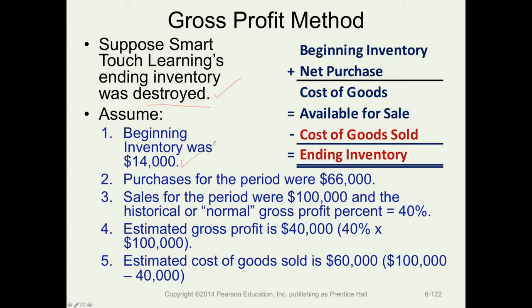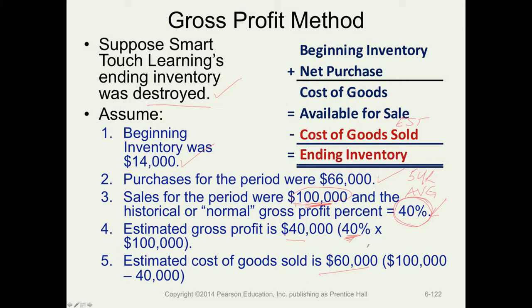And we do have inventory records, so we know the beginning inventory, we know our purchases, and we know our sales. Now, here's the way we estimate the cost of goods sold. You would take something like a 5-year gross profit margin. If I have sales this year of $100,000, and over the last 5 years I've been averaging 40% gross profit on sales, I know that my estimated gross profit is $40,000, and therefore my estimated cost of goods sold is $60,000.